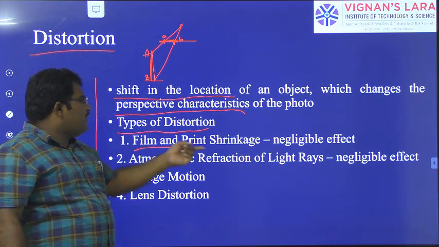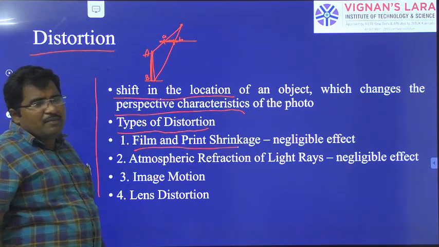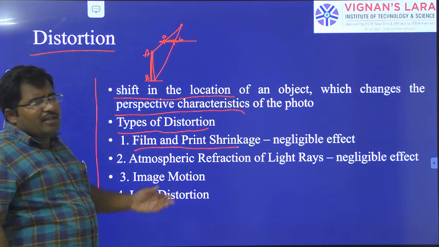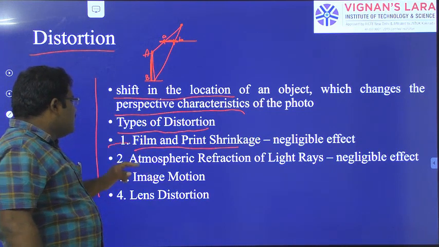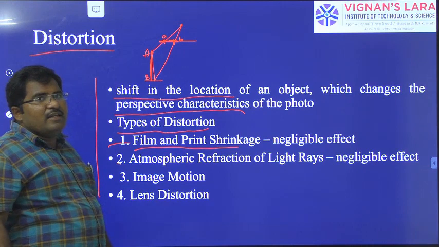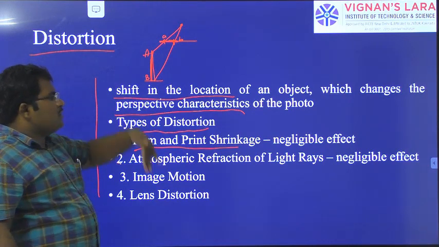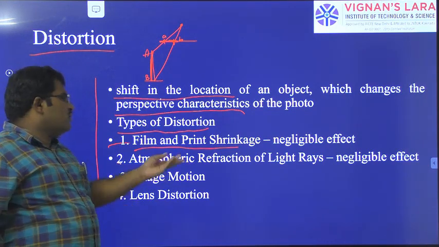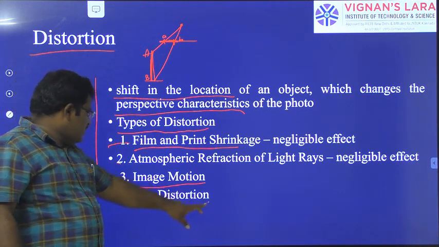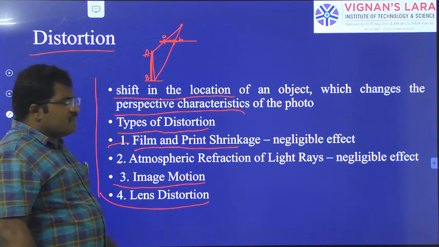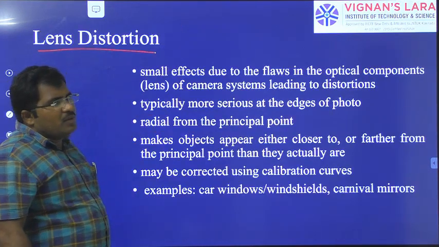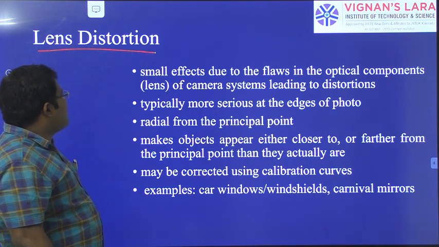Film and print shrinkage is a negligible effect. If the photo paper shrinks, there will be some distortion. The second one is atmospheric refraction of light rays. Light rays passing through the atmosphere bend, and we will see that; it is also a negligible effect. Then we have image motion, and then lens distortions. We are going to discuss many things regarding lens distortion.